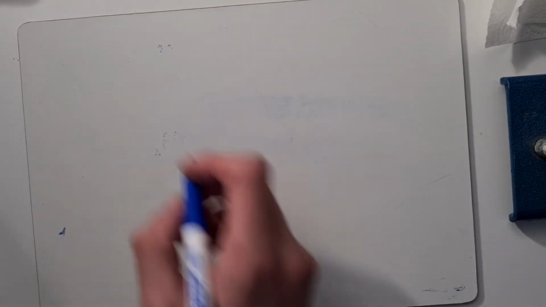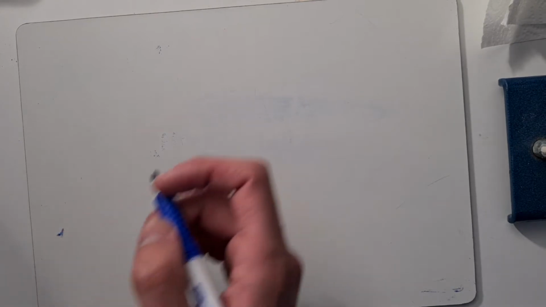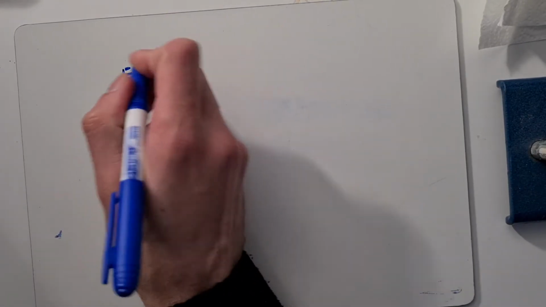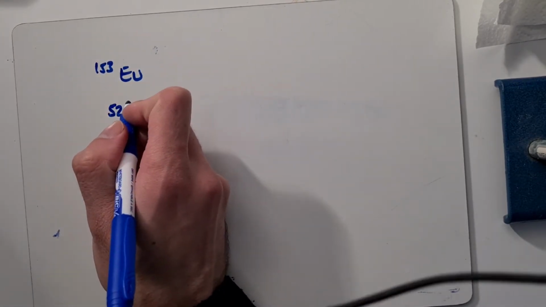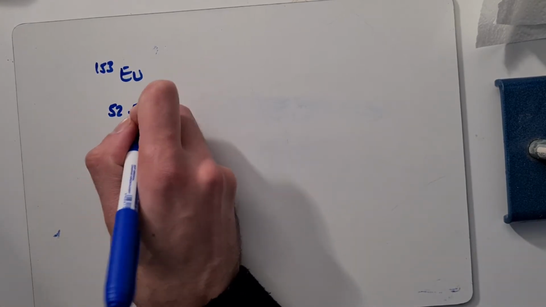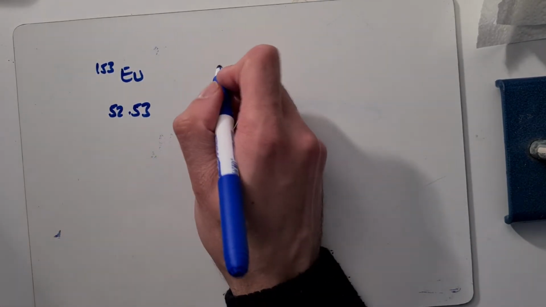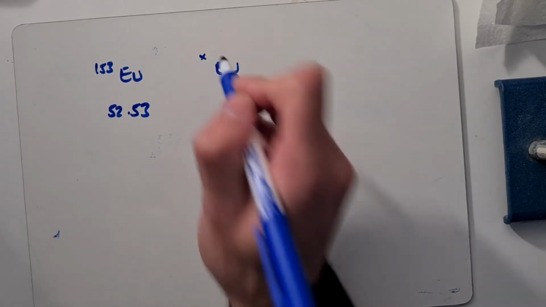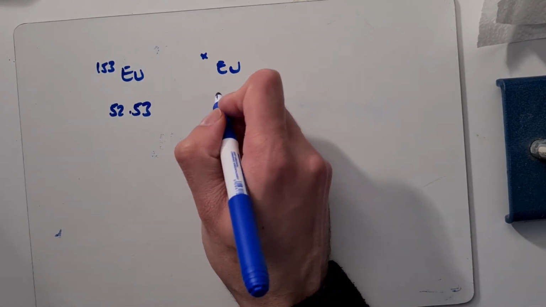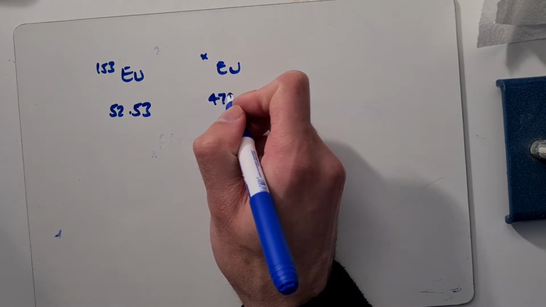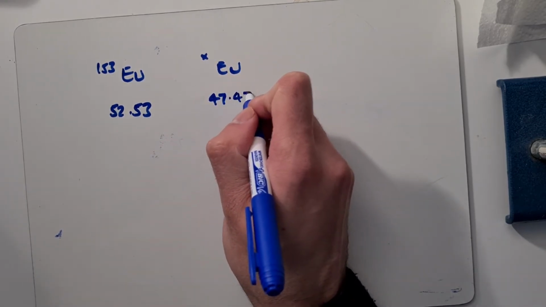3. Europium has 2 isotopes. One is europium 153 with an abundance of 52.53. What is the other isotope? So we've got Eu 153 and its abundance is 52.53, and then we've got a second isotope that we need to know the mass number for. Since it's only got 2 isotopes, the other abundance must be 47.47.